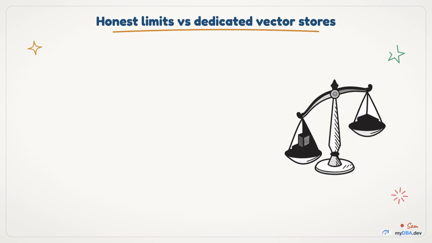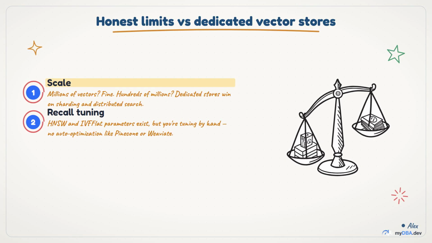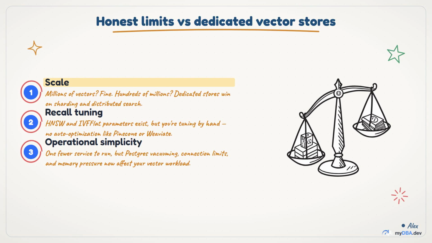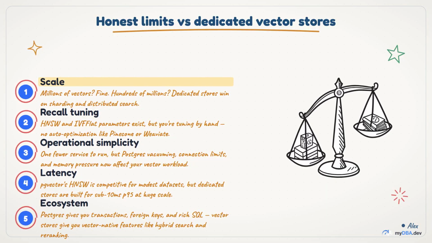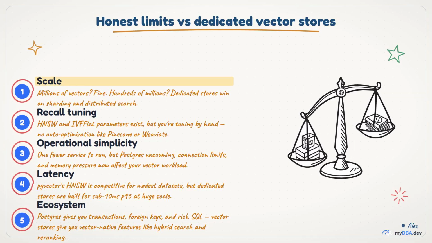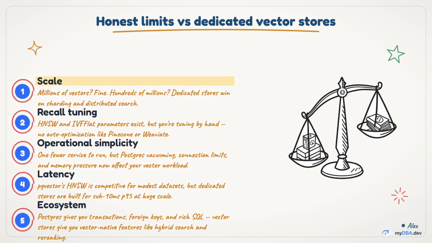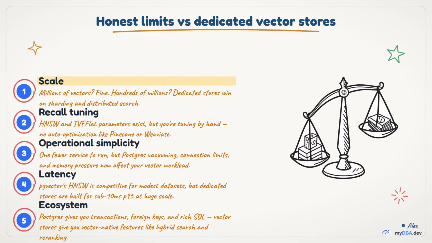All right, where does pgvector actually fall short compared to something like Qdrant or Pinecone? Scale is the biggest one. Tens of millions of vectors, pgvector handles it. Hundreds of millions, dedicated stores shard and distribute way better. Latency is fine for modest datasets, but those systems are purpose-built for sub-10 millisecond P95 at massive scale.